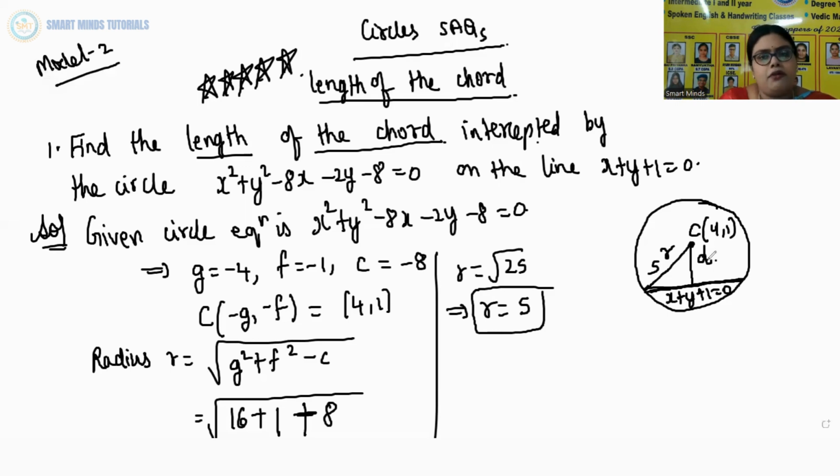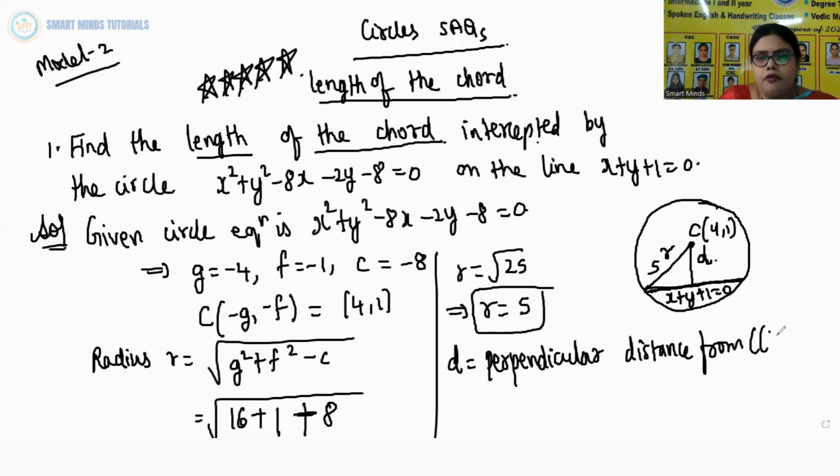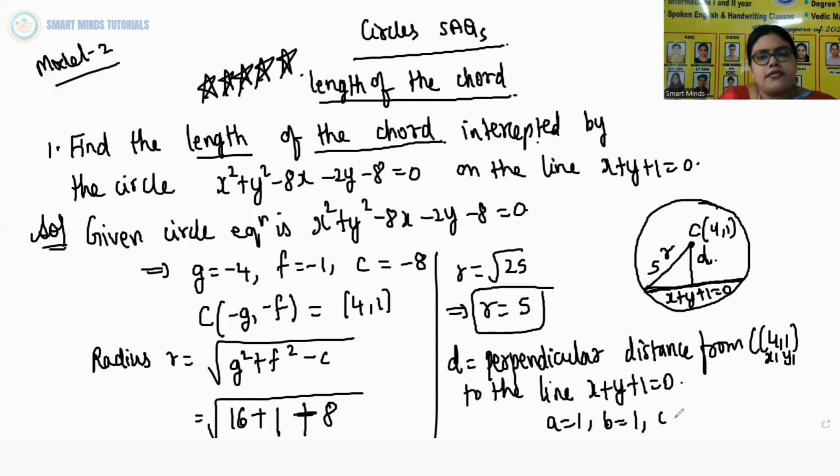Now we need to find out D. What is D? Perpendicular distance. So first let us write down what is D. D is perpendicular distance from center 4 comma 1 to the line. You can say line or chord, anything you can write. So to the line x plus y plus 1 is equal to 0. So we take center as x1 and y1, and from this line equation we take A, B, C values. A is coefficient of x, B is coefficient of y, and C is the constant term.